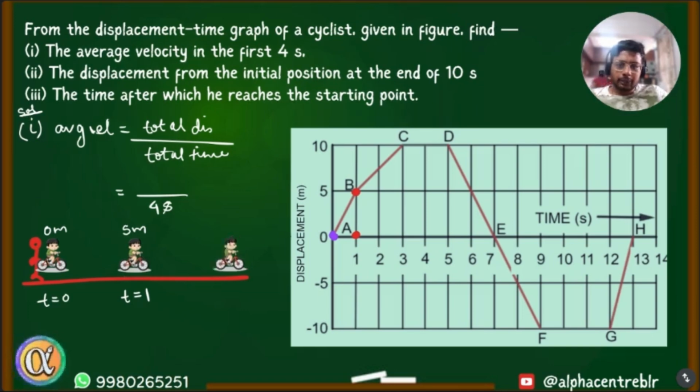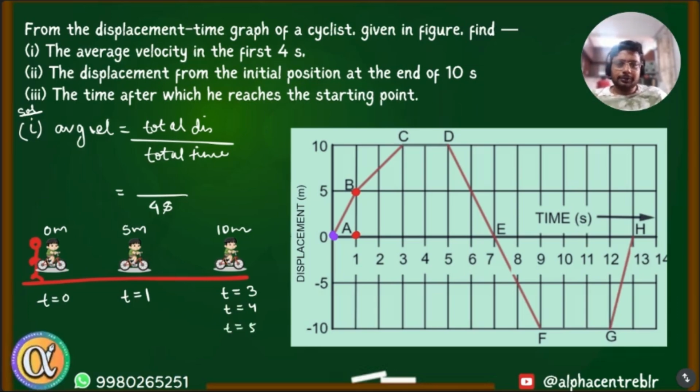At time t equals 3 seconds, it reaches this distance, like 10 meters. Okay, can you understand how the cyclist is moving? After that, from 3 to 5 seconds, it stays here only. At t equals 4 seconds he is here, and at t equals 5 seconds also he is here only.